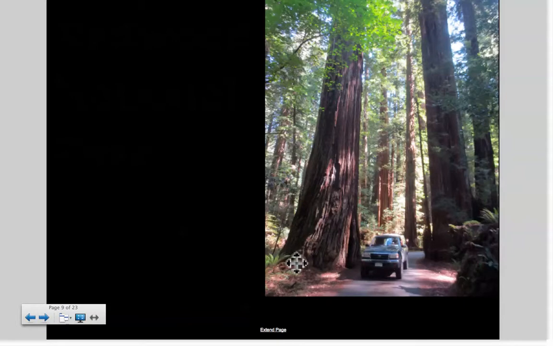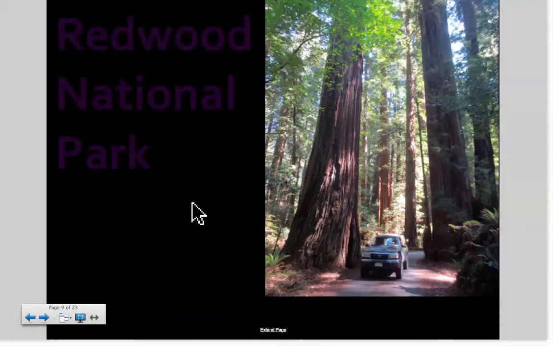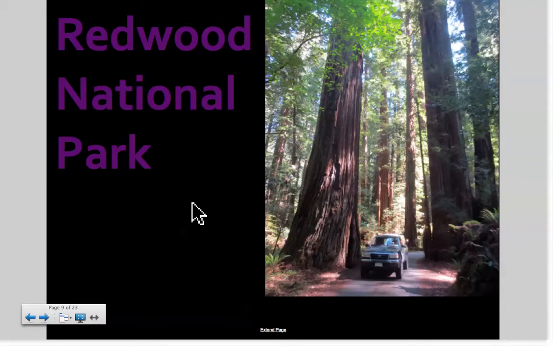In California, one amazing national park is Redwood National Park. This park has some of the tallest trees in the world. It was amazing to drive through this forest. Give a thumbs up if you think Redwood National Park deserves a capital letter. Give a thumbs down if you were saying, well, there's lots of Redwood National Parks. You should be giving a thumbs up. Redwood National Park deserves a capital letter. There's only one Redwood National Park.